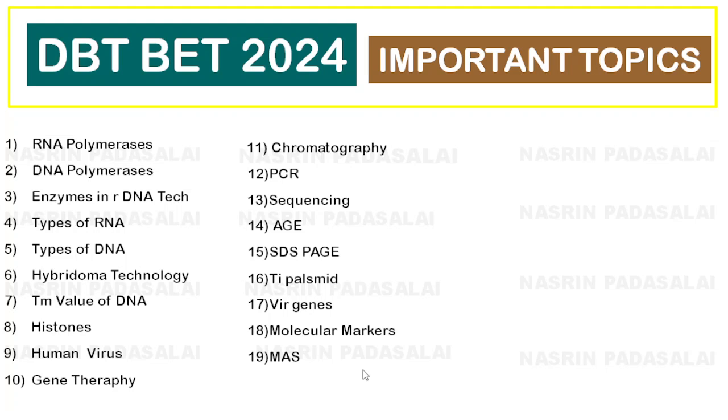Next is marker assisted selection, which is again highly important when it comes to the DBT JRF examination. Next, with regard to carbohydrate biomolecules, you need to know about disaccharides and their glycosidic linkages. Next, enzymes used in DNA replication. Okay. Next is amino acid.